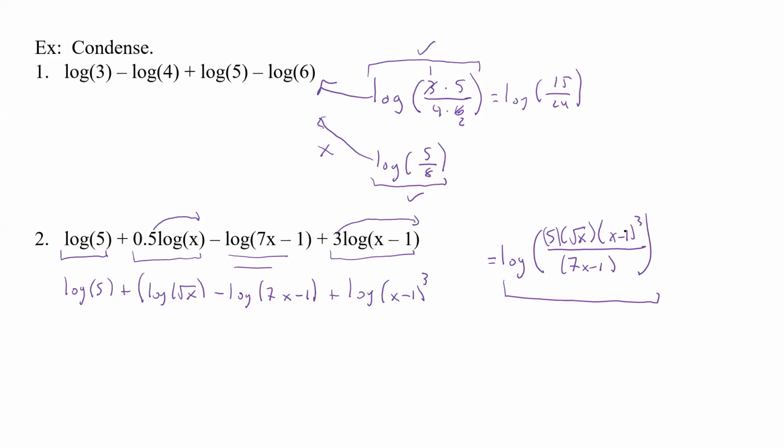Now, if you wanted to, you could put the x minus 1 up here, cubed, then times the square root of x, but it really doesn't matter. Any order works here as long as you have all the correct values, the square root and the cubed value.